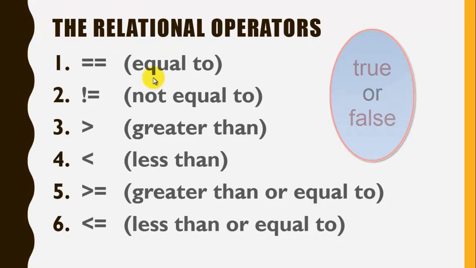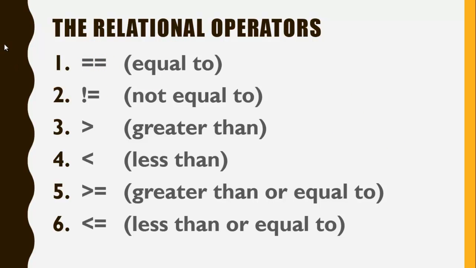The equals to operator is used to compare two values. If two values are equal, then it gives a true result, and if they are not equal, then it gives a false result. Not equals to is just the reverse of equals to. If both values are not equal, then it gives true, and if both values are equal, then it gives false.